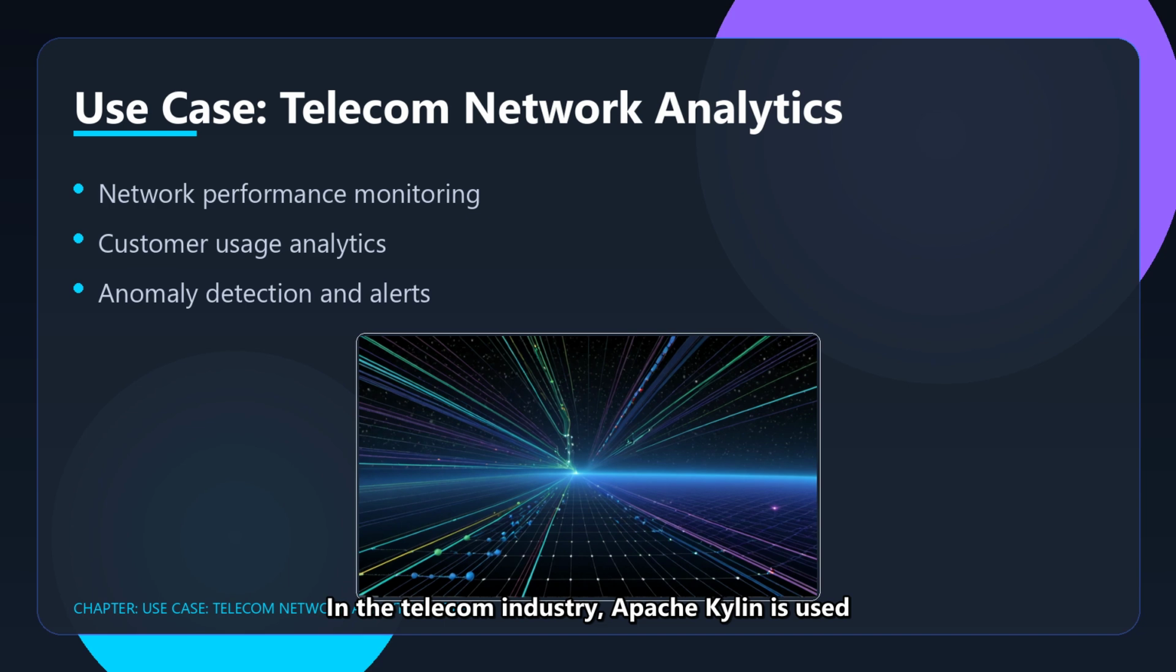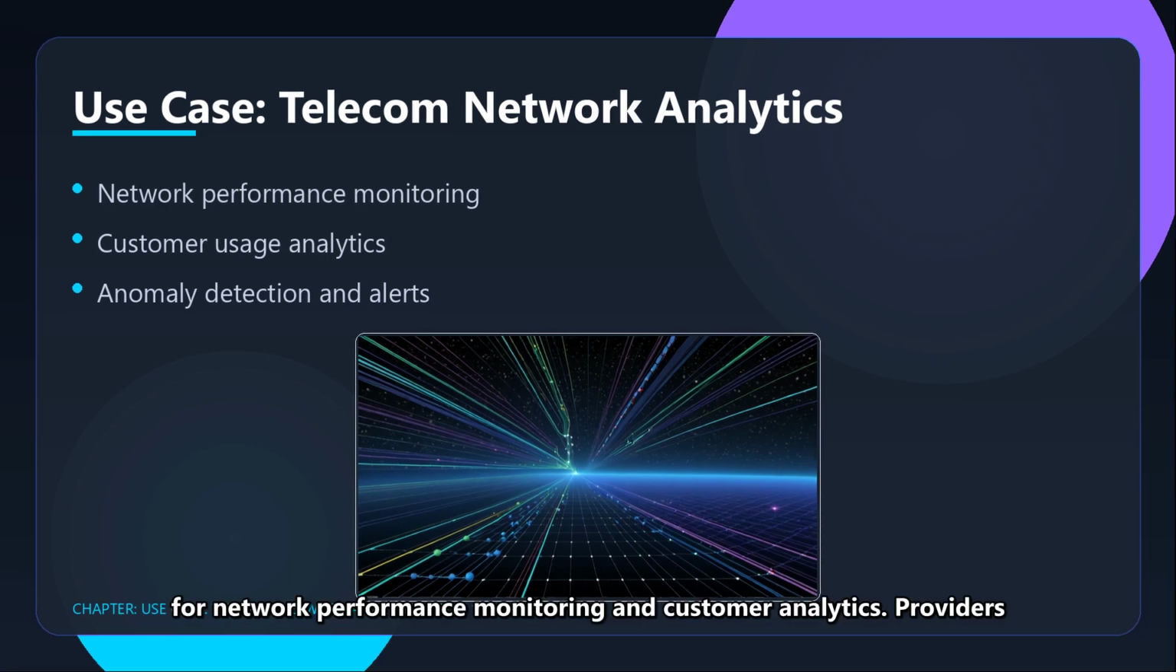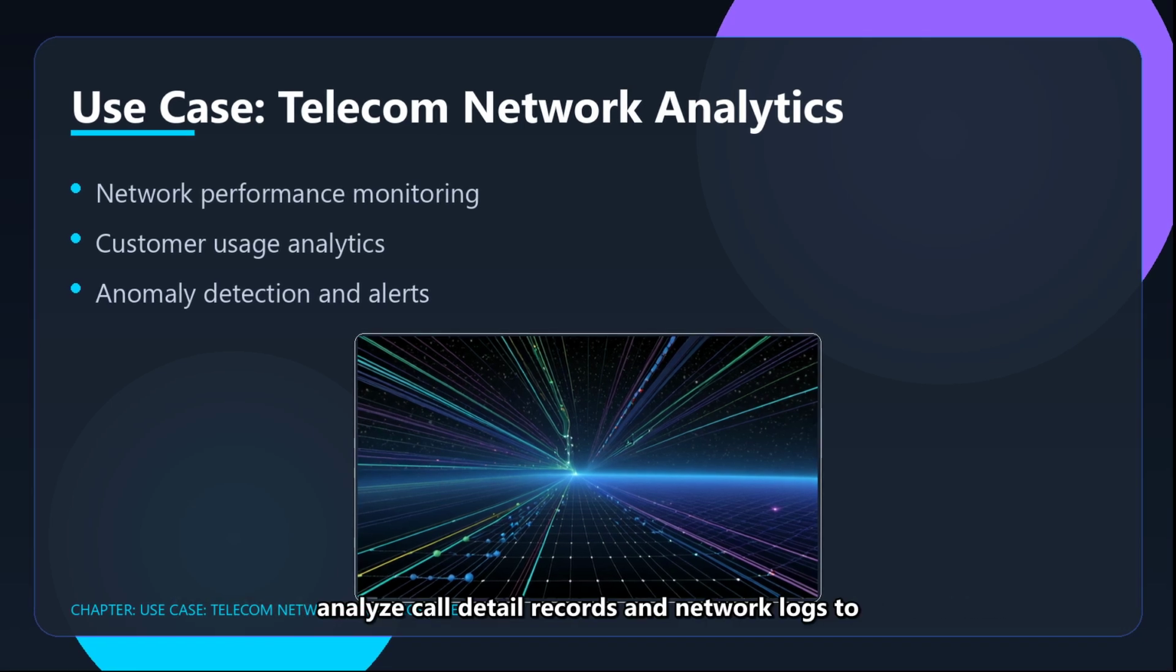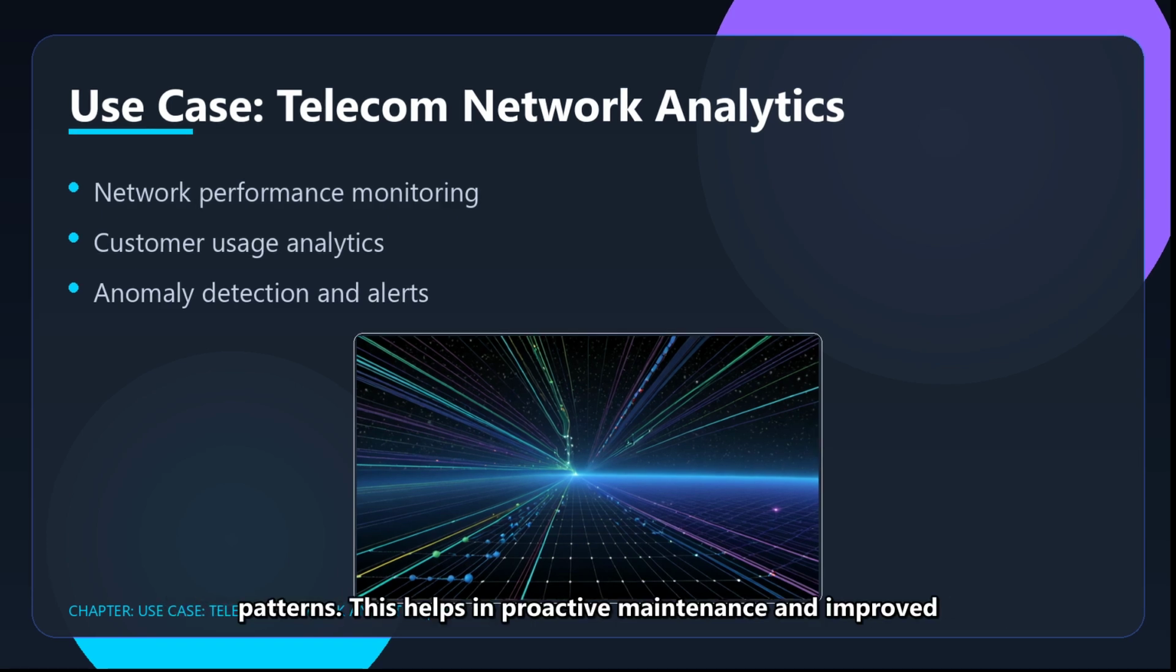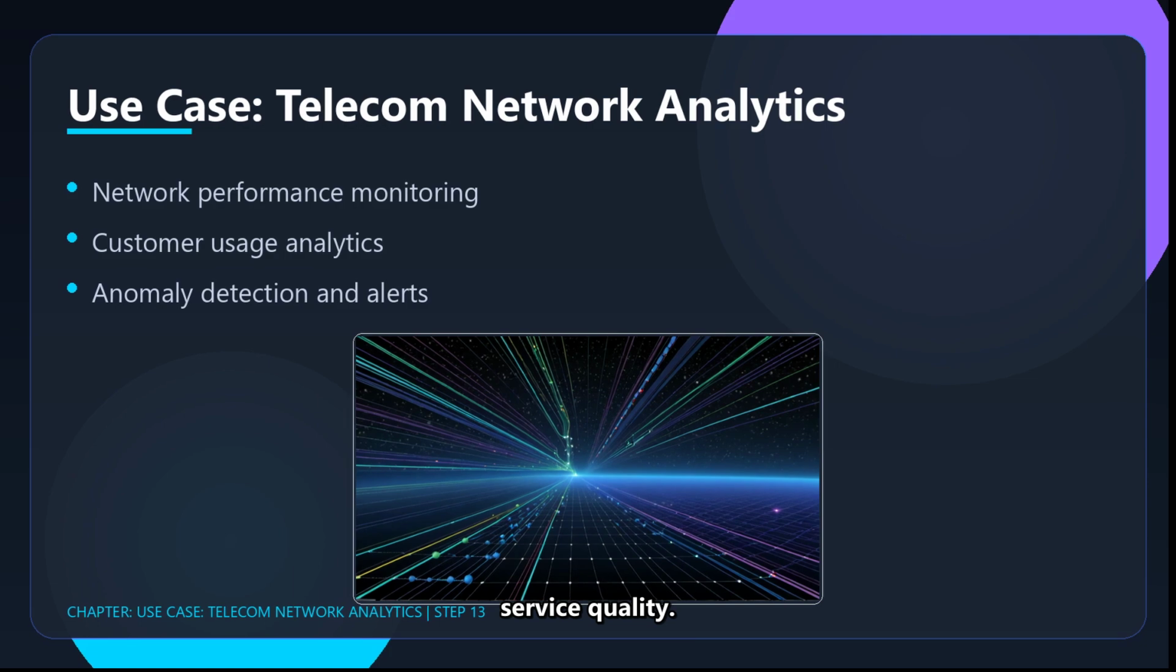In the telecom industry, Apache Kylin is used for network performance monitoring and customer analytics. Providers analyze call detail records and network logs to detect anomalies, optimize performance, and understand customer usage patterns. This helps in proactive maintenance and improved service quality.